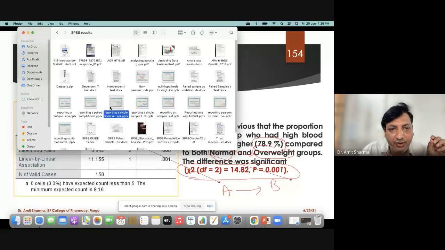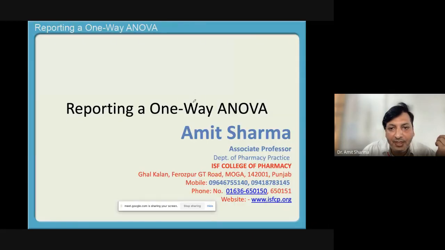This one I made for linear regression. This one I made for paired sample t-test. This one for the multiple regression model. This one for split ANOVA. So I'll just open any one of them. For example, I'll open the one for ANOVA.